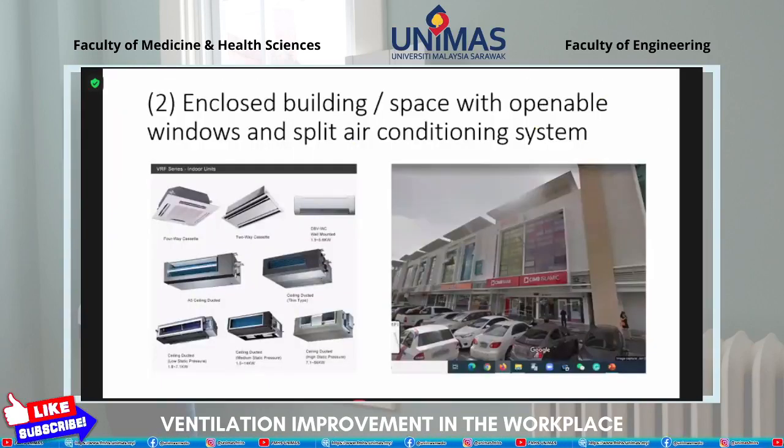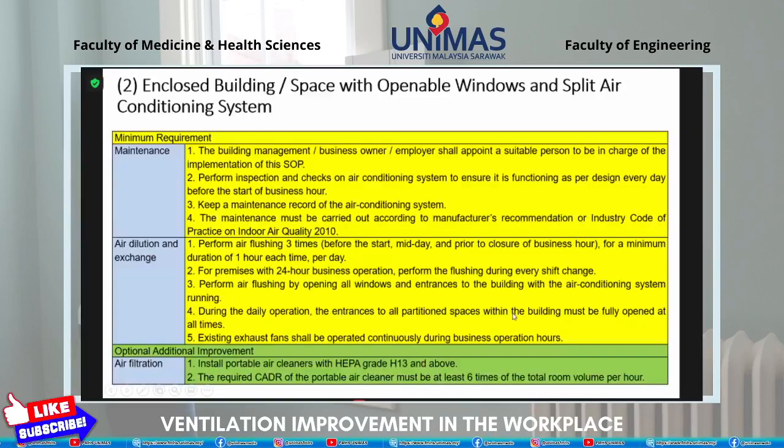Okay. So number 2 is enclosed building with openable windows and split aircon system. You can see they have a lot of this kind of shop around the city. They have this enclosed building, however the windows can be opened, and they install split aircon system inside. So for this kind of building, in terms of air dilution and air exchange, they must perform air flushing 3 times: before the start, at midday, and prior to the closure of the business hours, with a minimum duration of 1 hour each time every day.